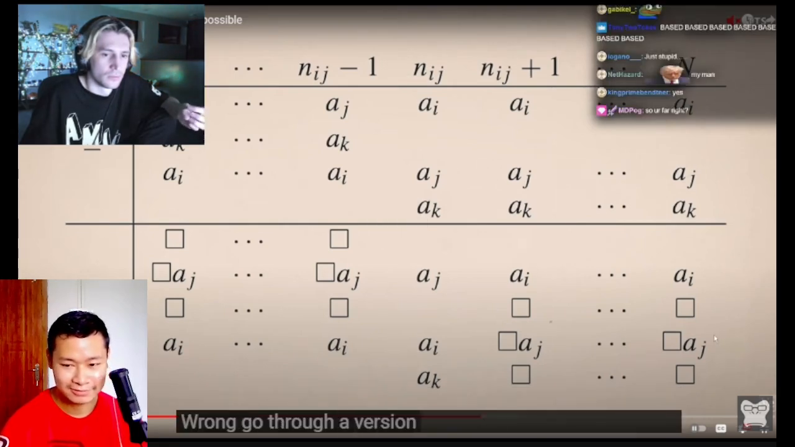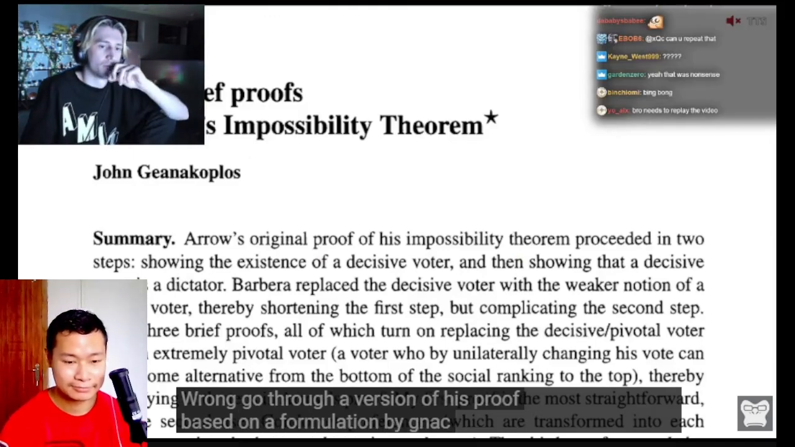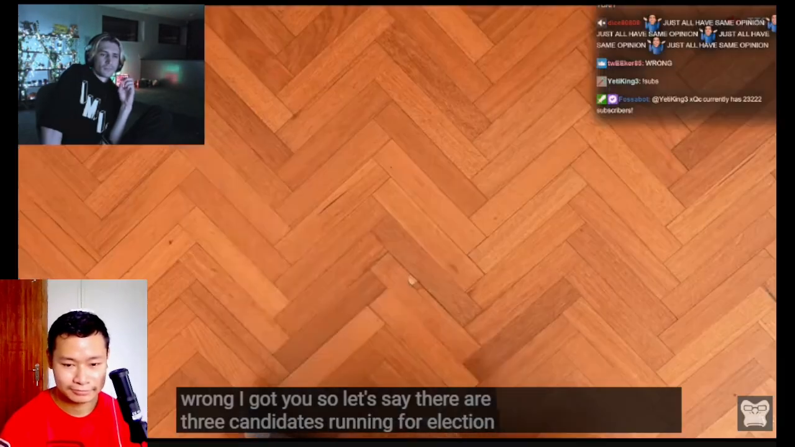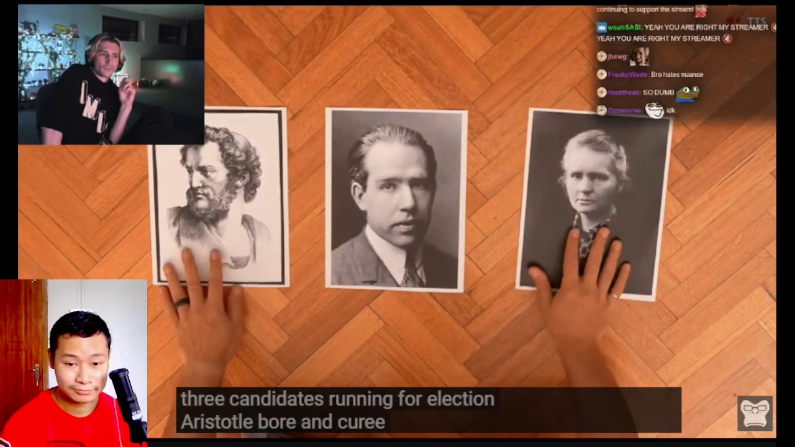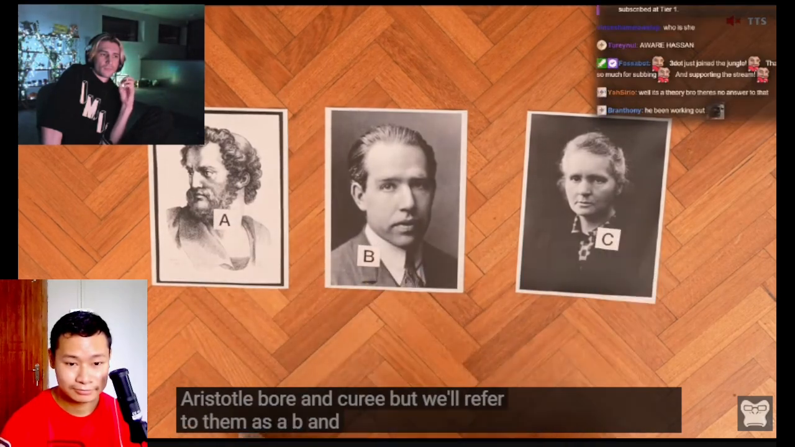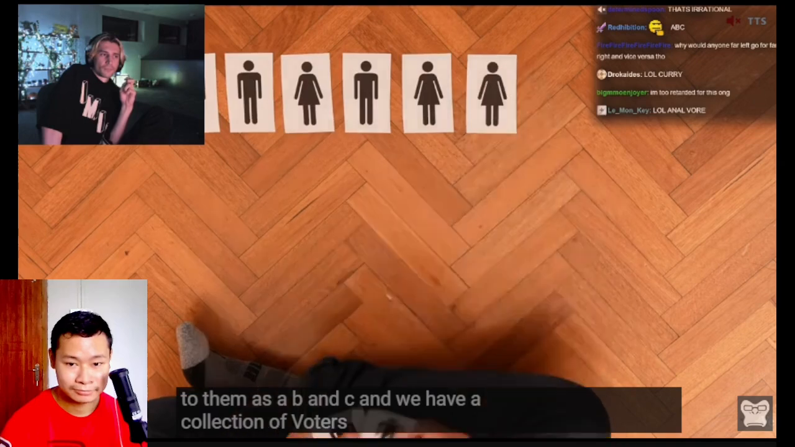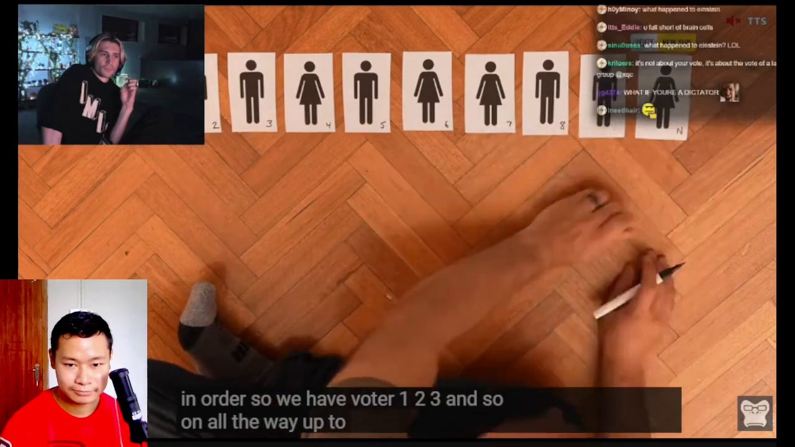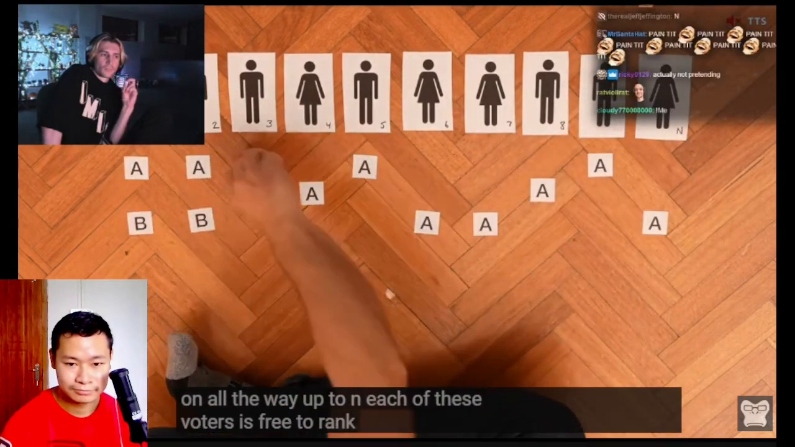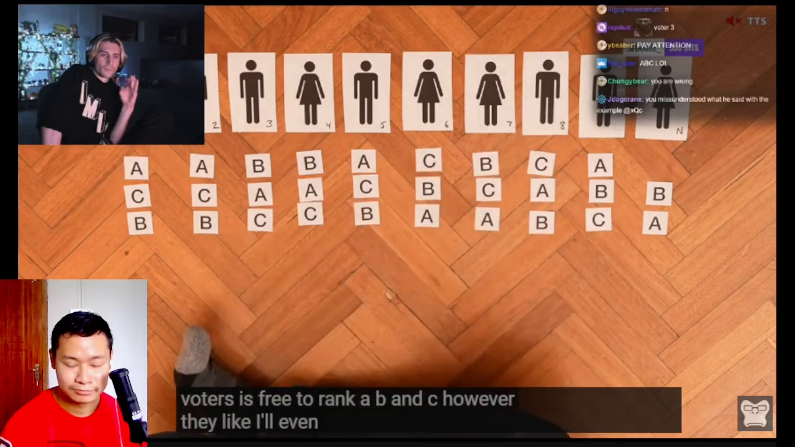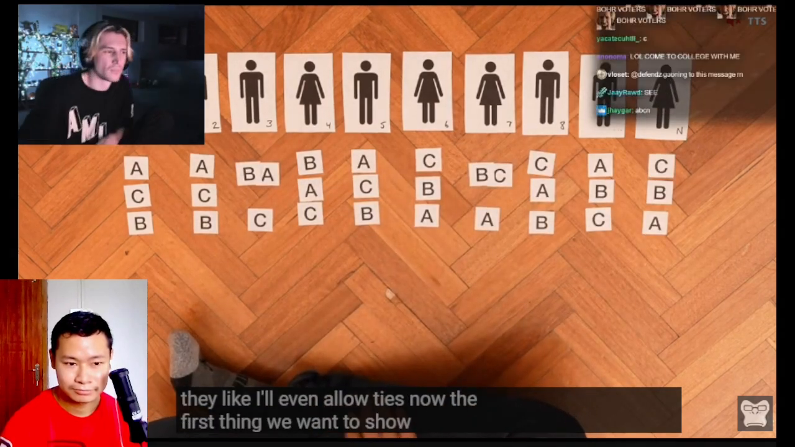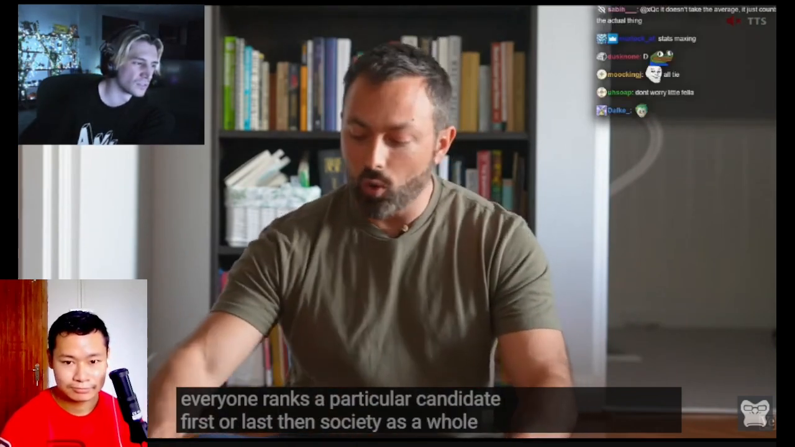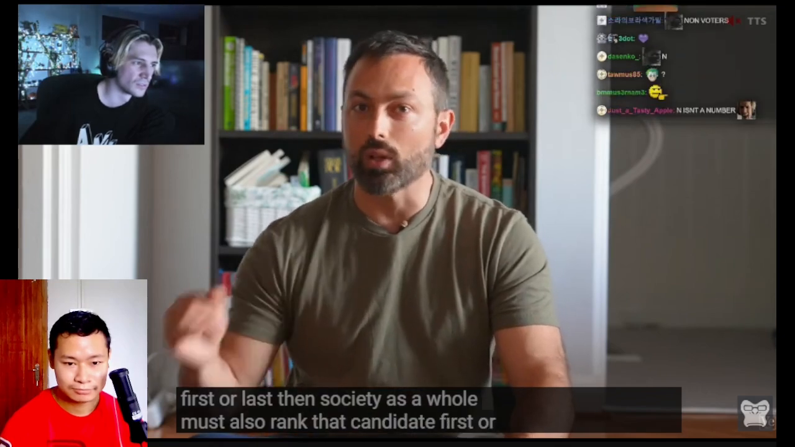You can walk through a version of his proof based on a formulation by Giannakopoulos. So let's say there are 3 candidates running for election: Aristotle, Bohr, and Curie. But we'll refer to them as A, B, and C. And we have a collection of voters that will line up in order. So we have voter 1, 2, 3, and so on, all the way up to N. Each of these voters is free to rank A, B, and C however they like. I'll even allow ties. Now, the first thing we want to show is that if everyone ranks a particular candidate first or last, then society as a whole must also rank that candidate first or last.